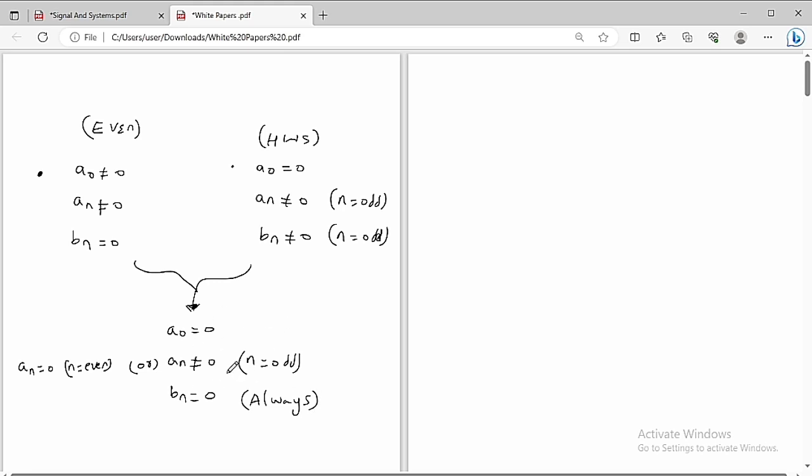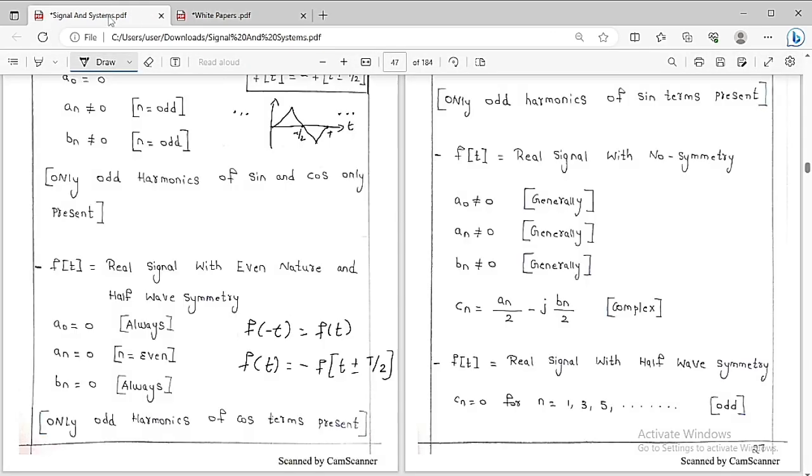Then what is the thing that we are going to get? So in the case of trigonometric Fourier series, the basic term is absent, and all the sine terms are also absent. But now only the odd harmonics of the cos terms are going to be present. Only the odd harmonics of the cos terms are going to be present. See, you can see here.